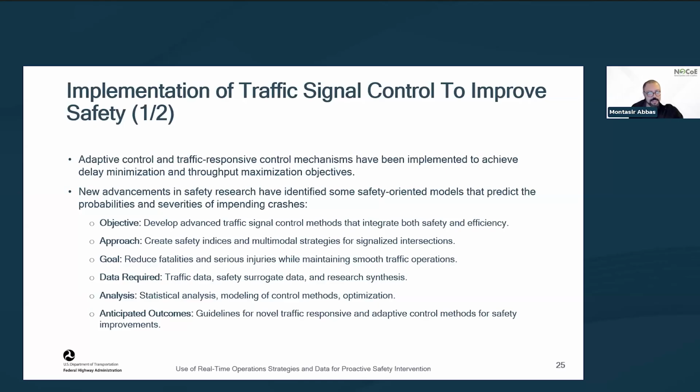Multi-objective optimization in that sense. And then the anticipated outcomes is guidelines for novel traffic responsive and adaptive control method for safety improvement. Next.